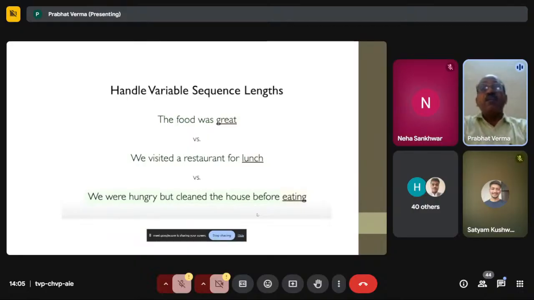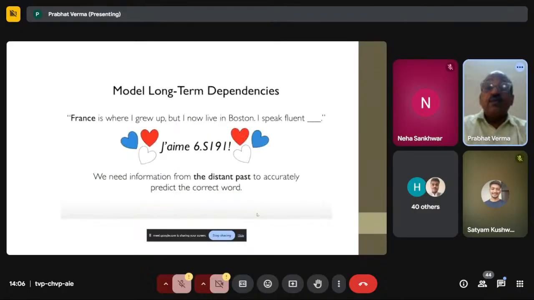The first requirement that should be fulfilled was to handle variable sequence length. For example, your sentence may be "the food was great," or another statement may be "we visited a restaurant for lunch," or even a bigger statement may be there: "we were hungry, but cleaned the house before eating." So they are of variable length. Any length of input is expected, so your model should be able to handle variable sequence length.